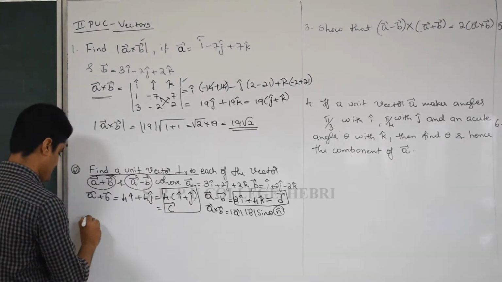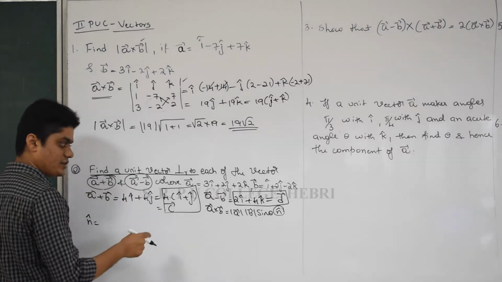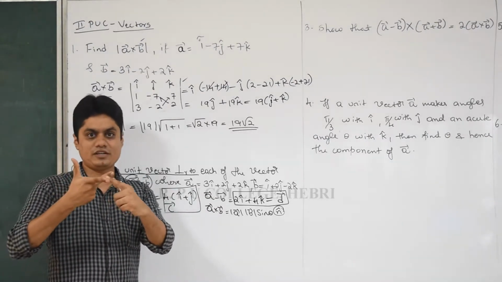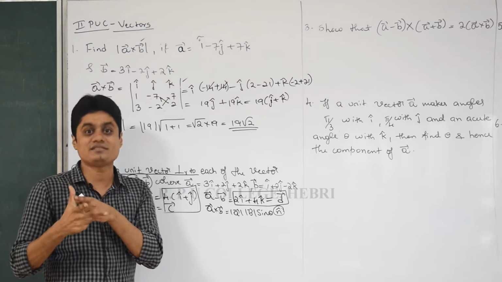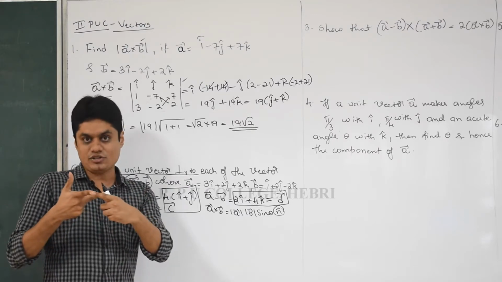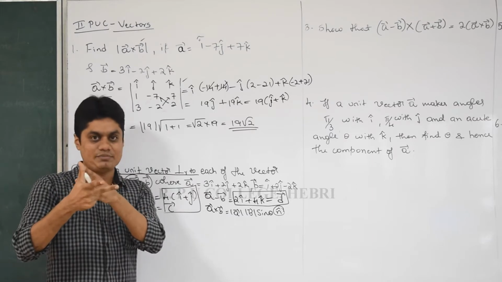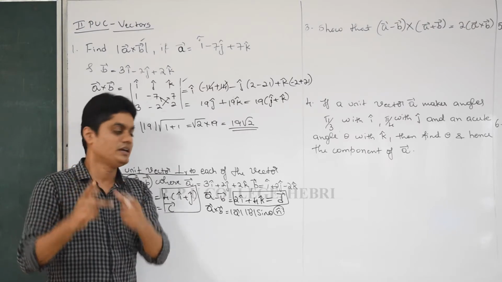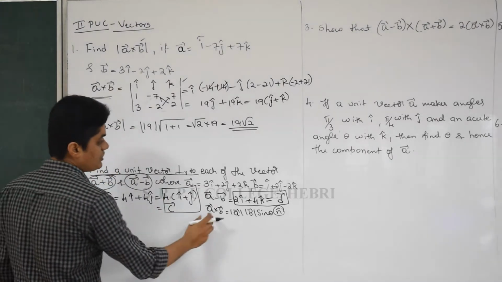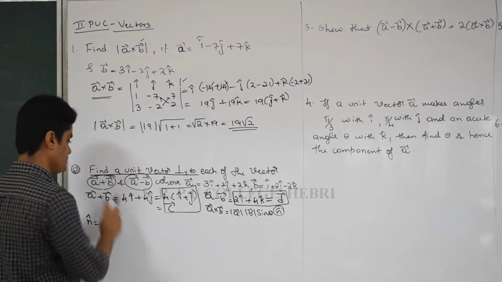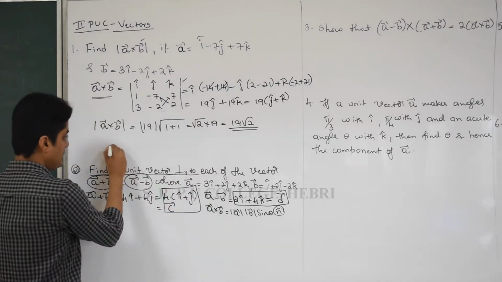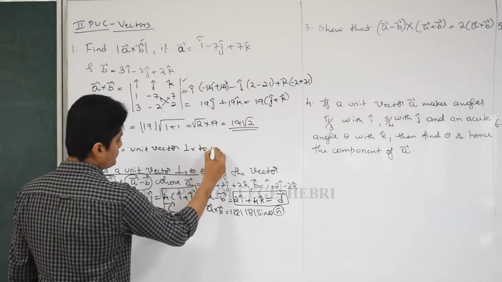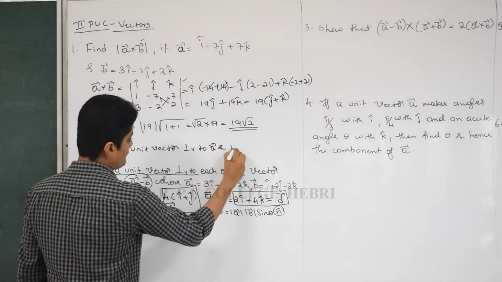Observe carefully. N cap is a unit vector in the direction of the cross product of these two vectors, because what is the direction of A cross B? The direction of A cross B is along n cap, by the right hand system. In the last class I discussed that the direction of A cross B is along n cap, because n cap is a vector perpendicular to both A and B, and this is the direction of the resultant cross product. So n cap is a unit vector in the direction of A cross B, or a unit vector which is perpendicular to both of these two. So remember, n cap represents the unit vector perpendicular to vector A and vector B. Please remember that.